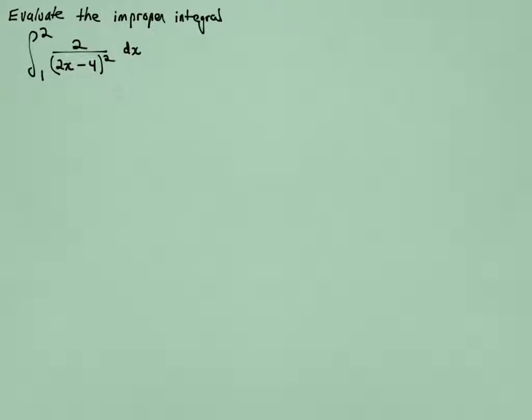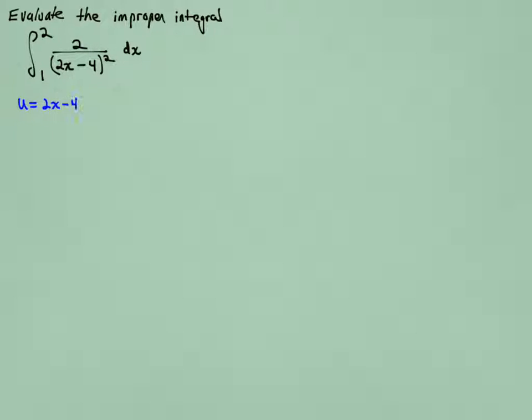In this video, we'll evaluate the improper integral from 1 to 2 of the function 2 over the square root of 2x minus 4. Take a moment to notice that it is in fact improper. When I evaluate at x equal to 2, the denominator will be 0. This expression will in fact go to infinity as I get close to 2, and we have a vertical asymptote there, an infinite discontinuity, and we're going to be integrating up to that discontinuity.